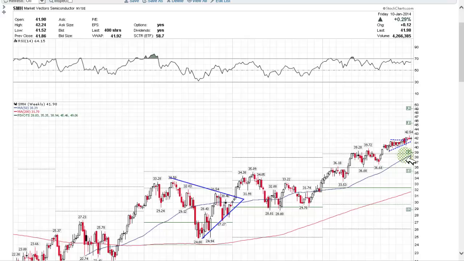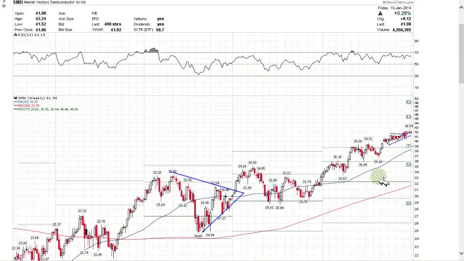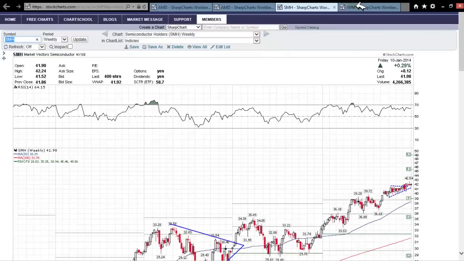Because 80% of all stocks will trade with their sector and index. And we want to make sure that we're trading with the trend of the overall sector, unless, of course, the sector appears to be at extreme overbought levels and ready for a reversal. Then we'll take the opposite end of the trade.